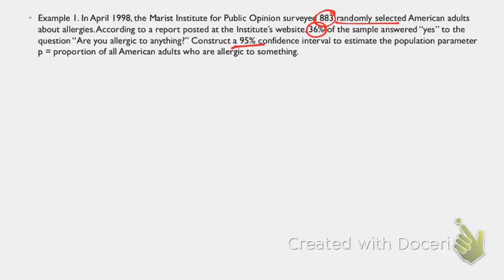But I want to estimate the whole world. So how many people in the world have allergies? I don't know. I cannot figure that out. I have to take a sample, and I'm going to create a confidence interval based on that.